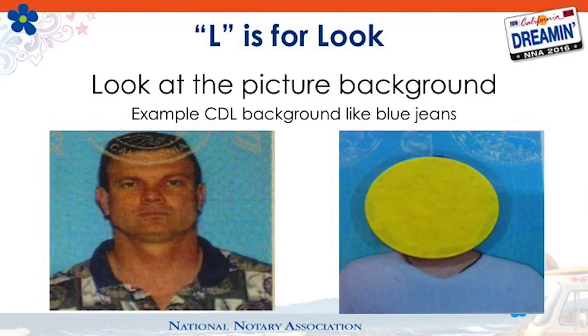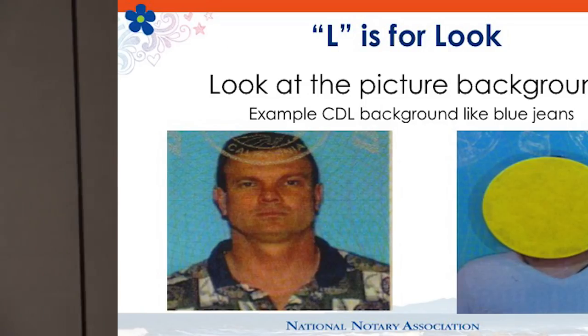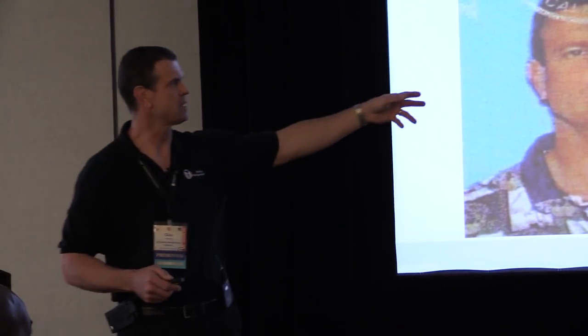So, look at the picture on the backgrounds. On the California ones, it's a nice blue background. It's kind of like a striated picture, like a blue jean. If you look real close at blue jeans, it's got white and blues, all right? If you get a solid color like one on the right there, you probably got a fake.